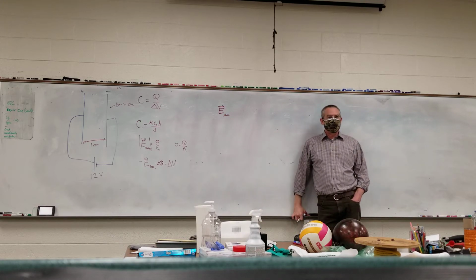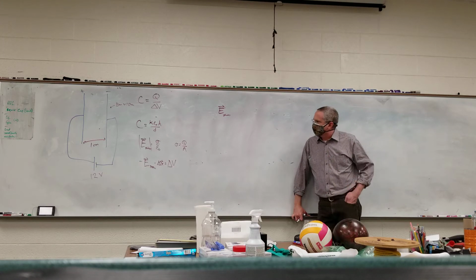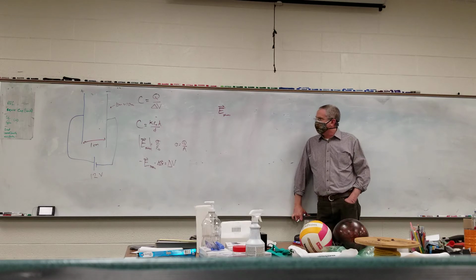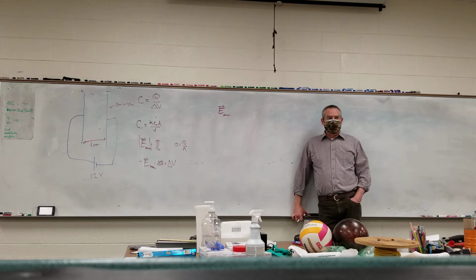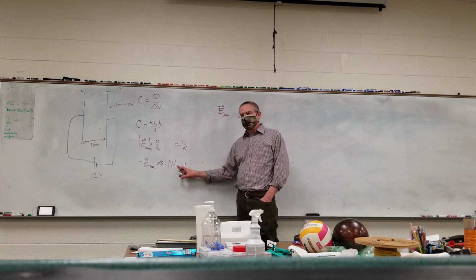Sigma over epsilon sub naught. You said sigma over epsilon sub naught? Yeah, but we don't know what sigma is. So is it Q over A over epsilon? We don't know what Q is. Oh yeah, it's the other equation. The delta V equation.